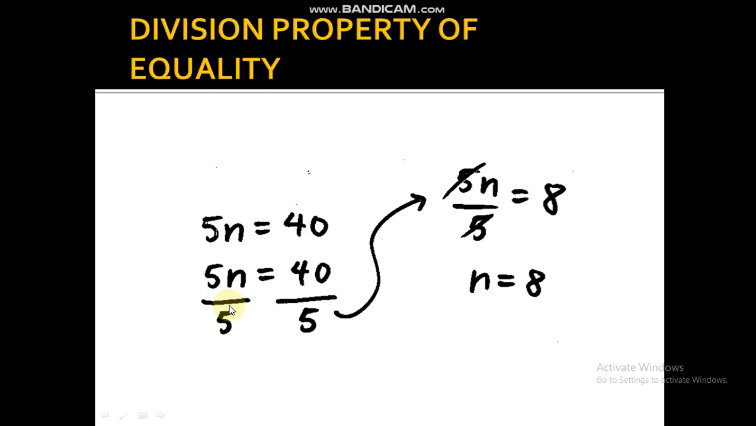Okay, so on the left hand side, since we have same terms, it is cancelled. That leaves only n as the remaining term on the left hand side. Then we have 8 as the quotient after dividing 40 by 5. So in the last step, we have the value of our variable, that is n equals 8.